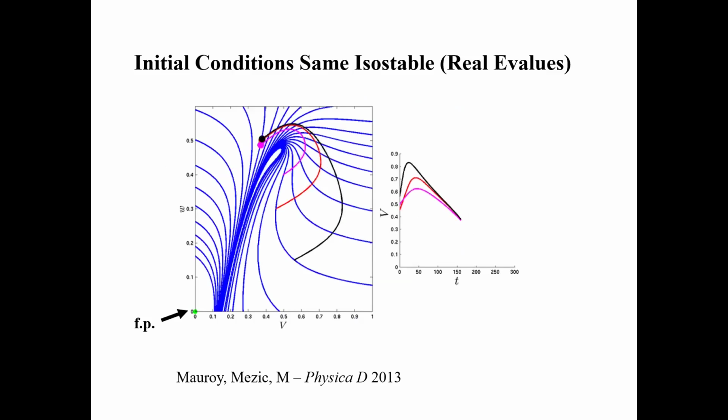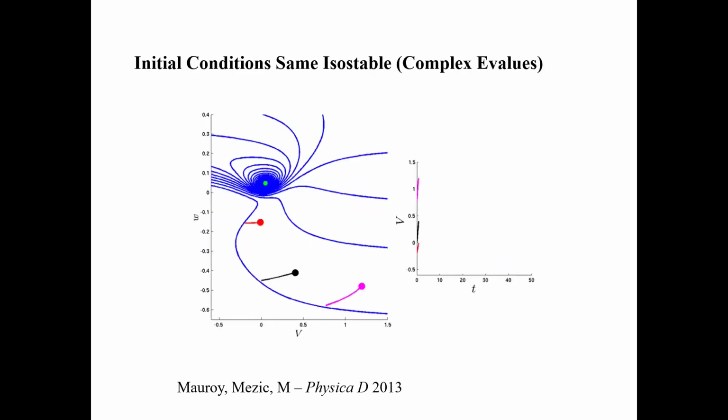But if you start with initial conditions on the same isostable, you see how they approach each other in phase with each other. Now everything goes to the fixed point, but as you might imagine, if they're out of phase with each other, they don't always approach crossing the same isochron. This is when you have real eigenvalues. When you have complex eigenvalues, this is the sort of picture that you get.